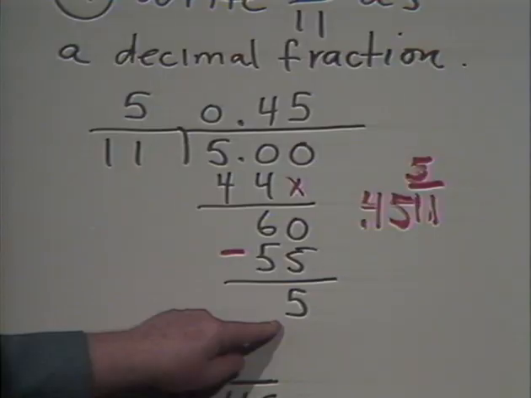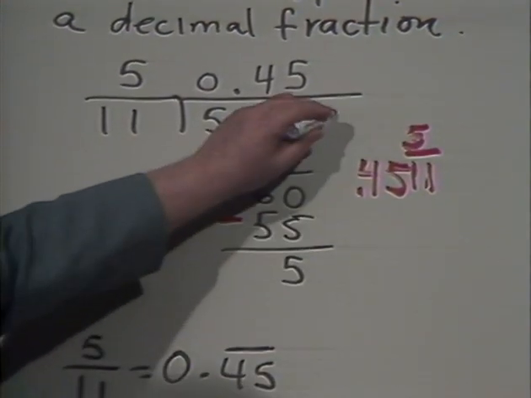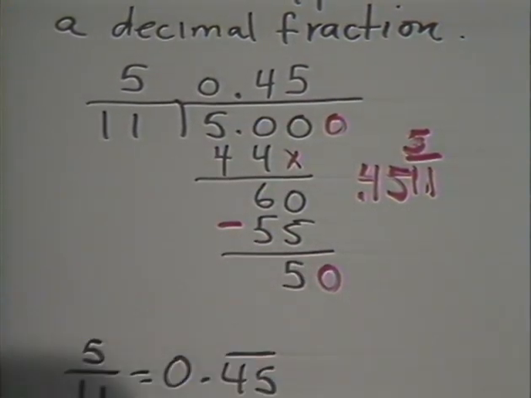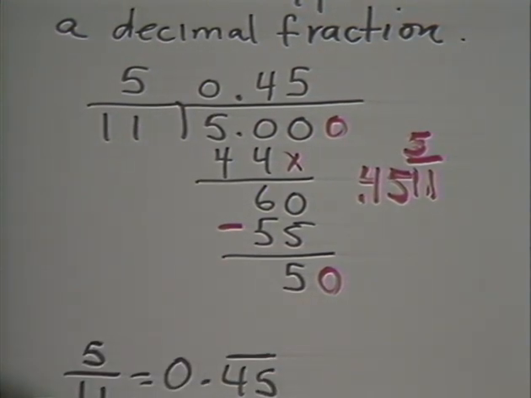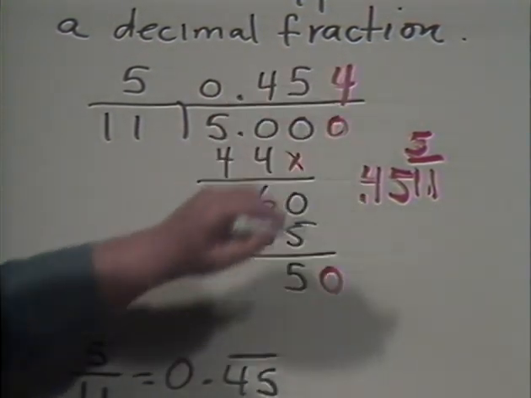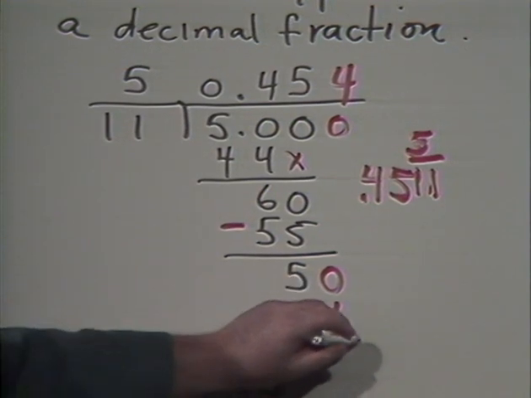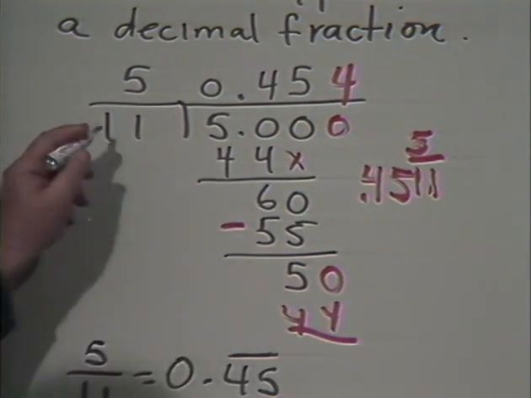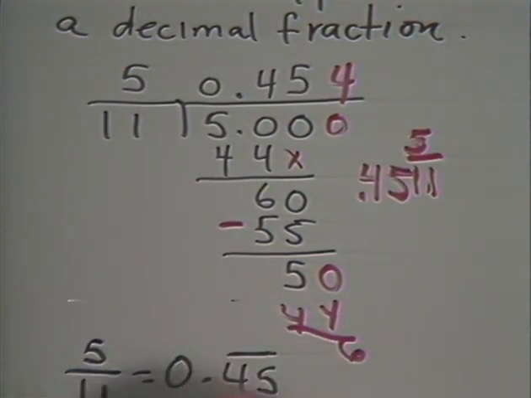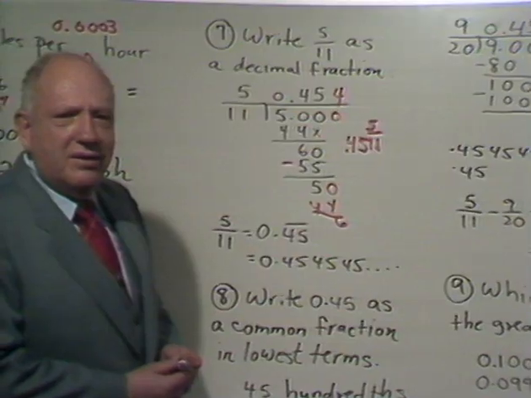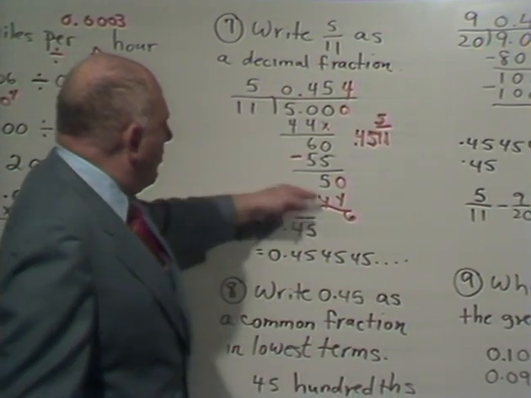Look what happens over here. What will we do next? We say, okay, let's bring down a 0. And we say, okay, 11 goes into 50 4 times, 4 times 11 is 44. We subtract, and it's déjà vu. We're back to where we started from.